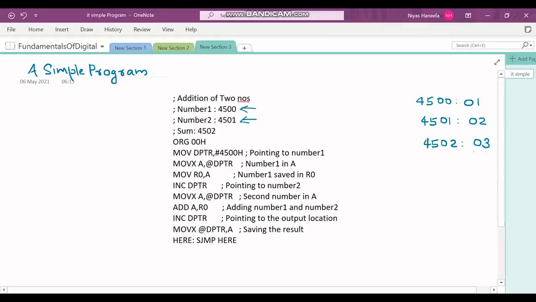After executing the program you should get 3. So this is what the program is supposed to do. We'll see the details about the program later.